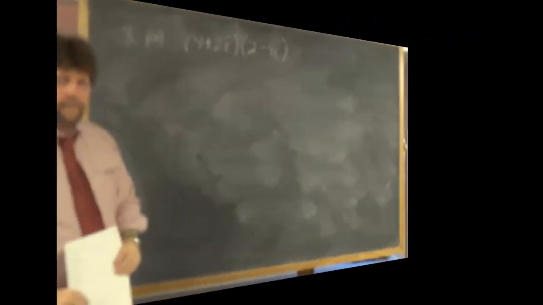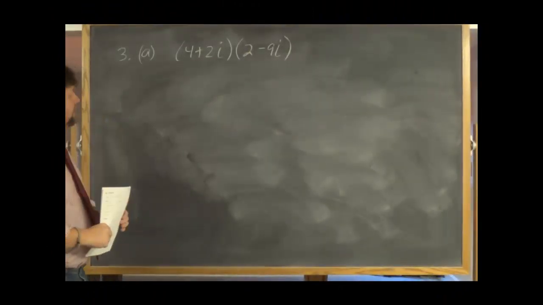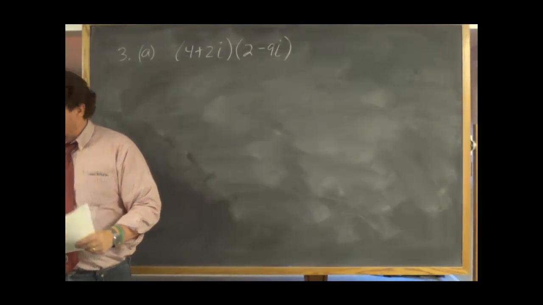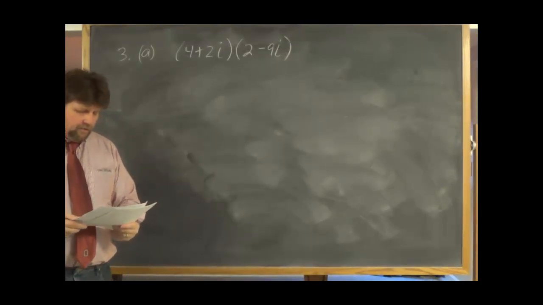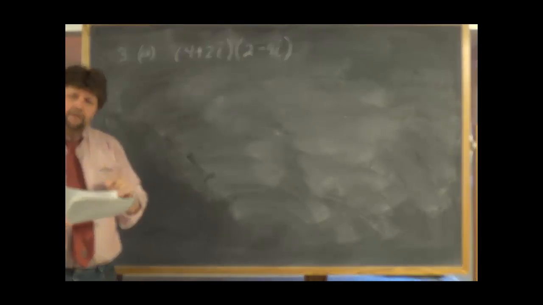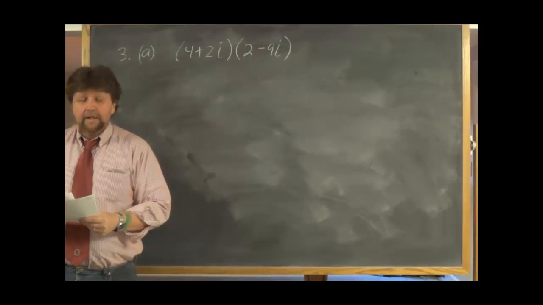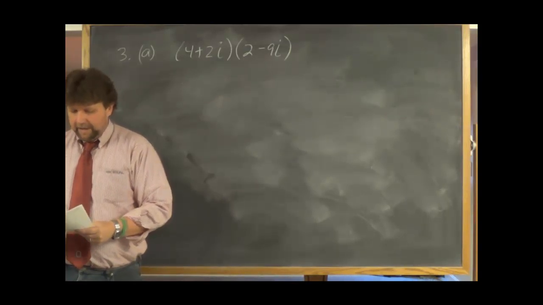All right, hey, the next one I thought we'd look at is number 3. And number 3 had two parts. In part A, you were asked to basically multiply this out and write your answer in the form A plus BI. So it's the complex number form, A plus BI.